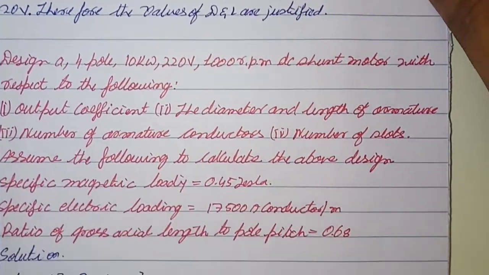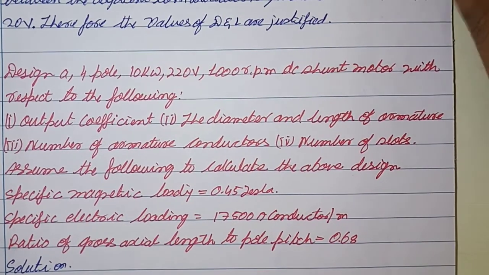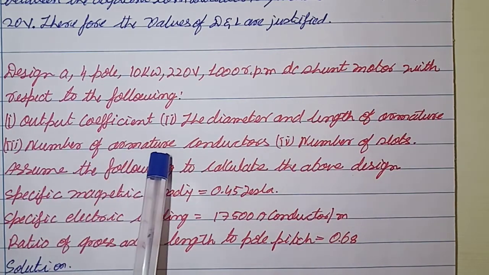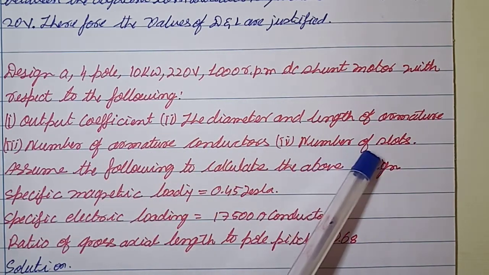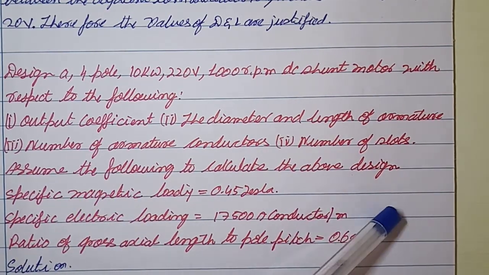Okay, so next one: design a 4-pole, 10 kilowatt, 220 volt, 1000 rpm DC shunt motor with respect to the following: output coefficient, the diameter and the length of the armature, number of armature conductors, number of slots. Assume the following to calculate the above design.